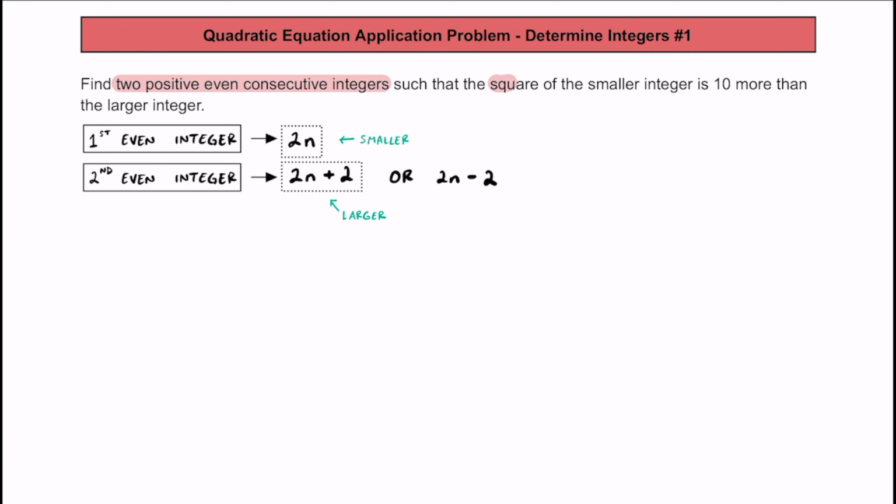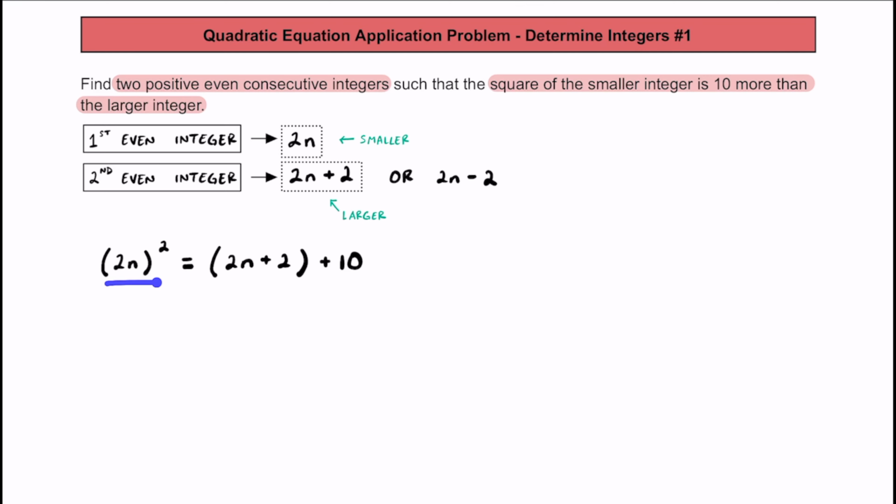We are told that the square of the smaller integer is going to be 10 more than the larger integer. So we take that smaller integer, which is 2n, and square it, raising it to the second power, and that's equal to 10 more than the larger integer. The larger integer we said was 2n plus 2, so it's equal to that plus 10. Alrighty, cool. So now we have a quadratic equation, but it's kind of difficult to solve right now. So let's see if we can clean this up a little bit.